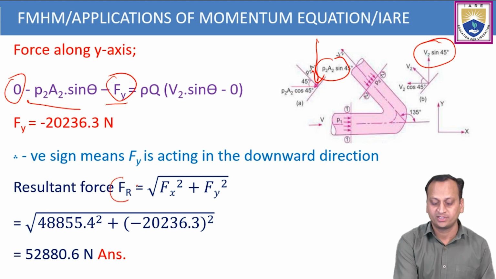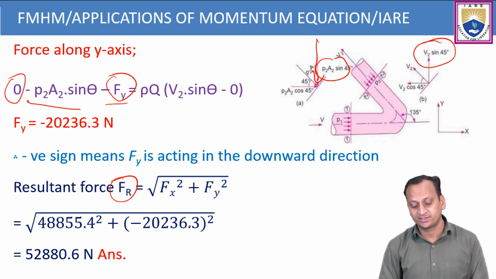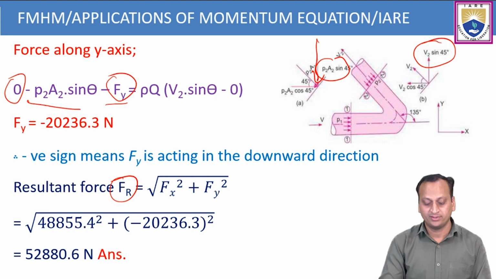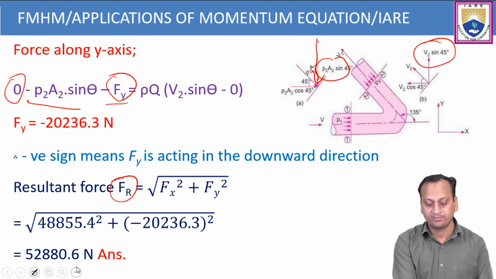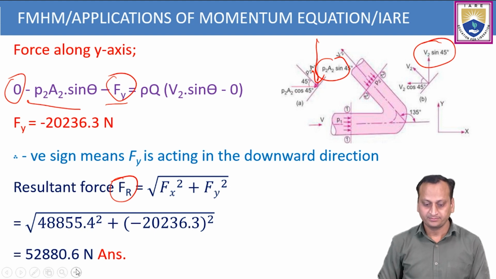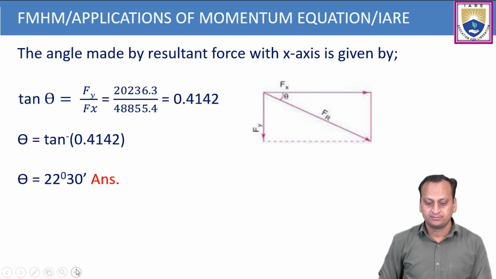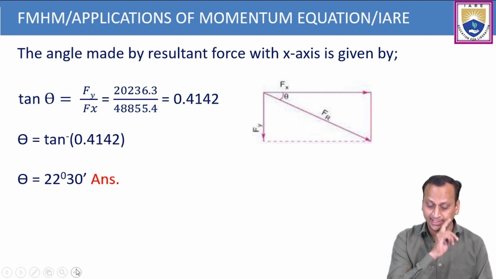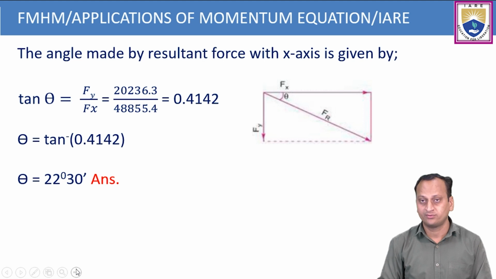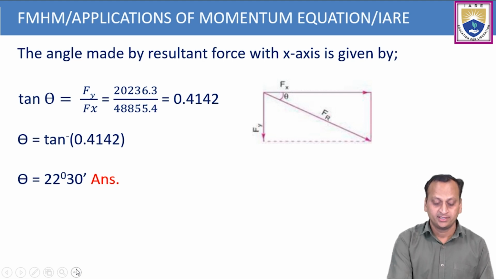Then the resultant force becomes root of Fx square plus Fy square. From this, it is 52880.6 newtons. Once the magnitude is calculated, the direction can be calculated by the equation tan theta equals Fy by Fx. Theta is 22 degrees. Fy is negative, so it is drawn downward, and Fx is positive. Then the theta is 22 degrees.